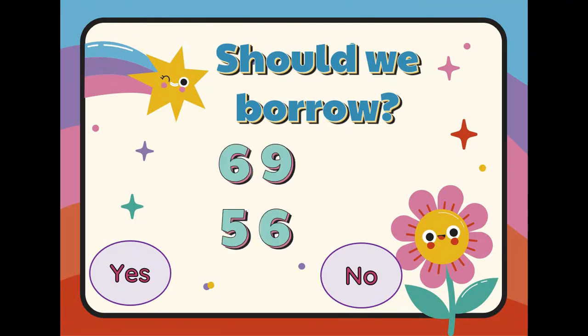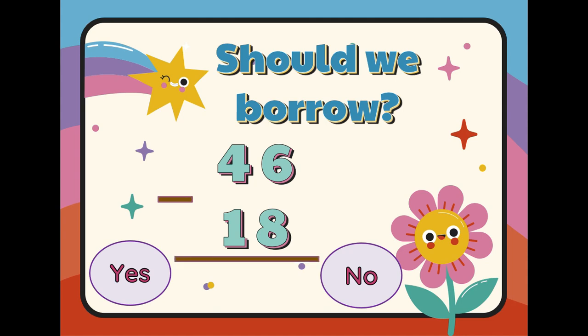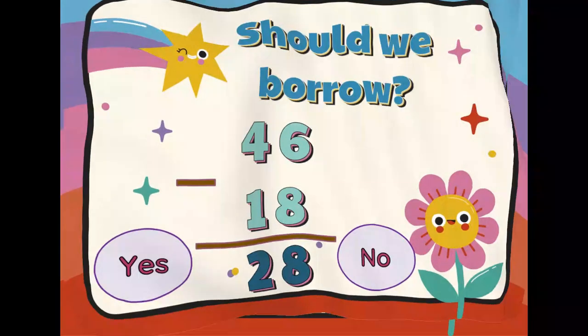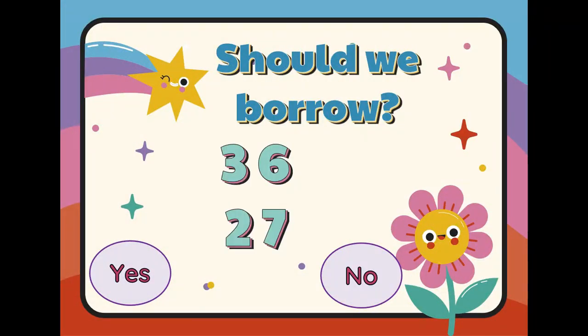How about this one? Should we borrow? 69 minus 56. You subtract it first. It's 13, so it's no. How about this one? Should we borrow? 46 minus 18. It's yes. So the answer is 28. How about this one? 36 minus 27 is 9. So it's a yes.